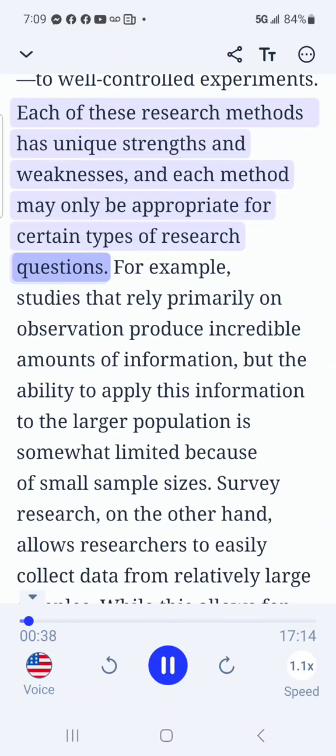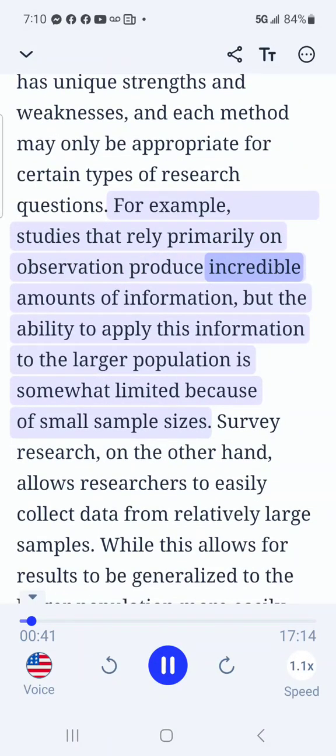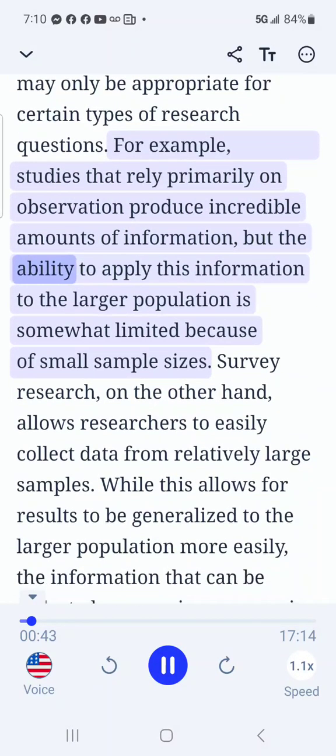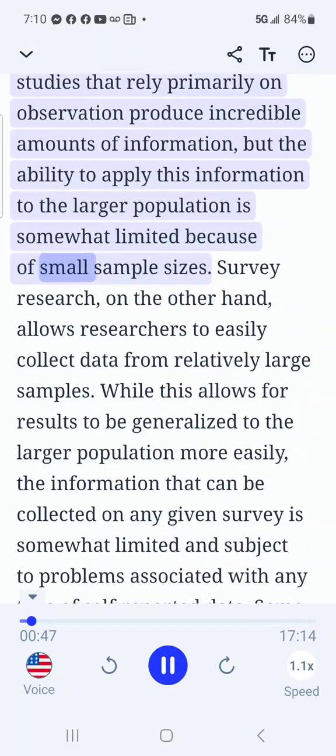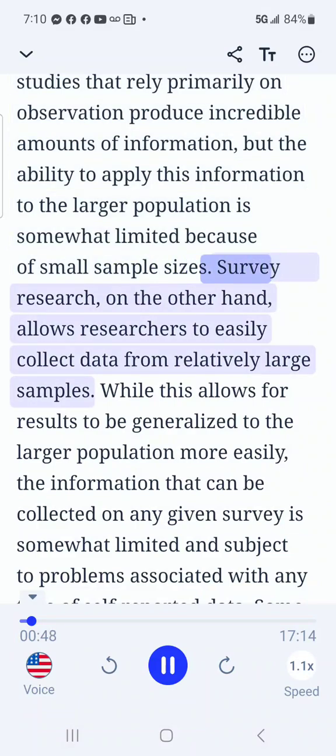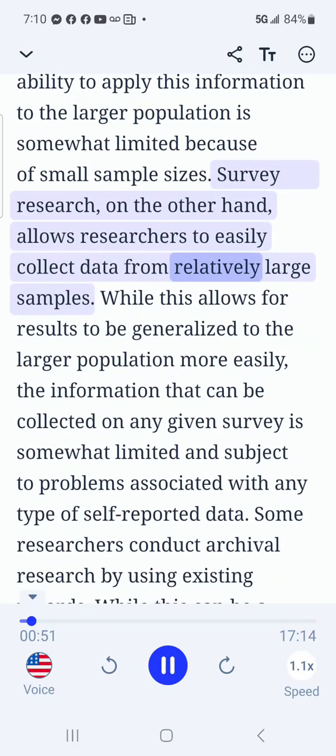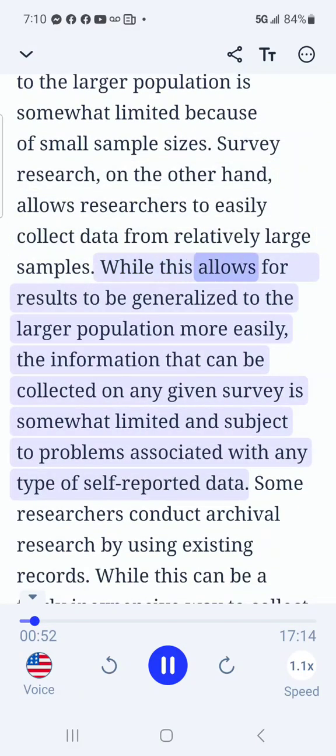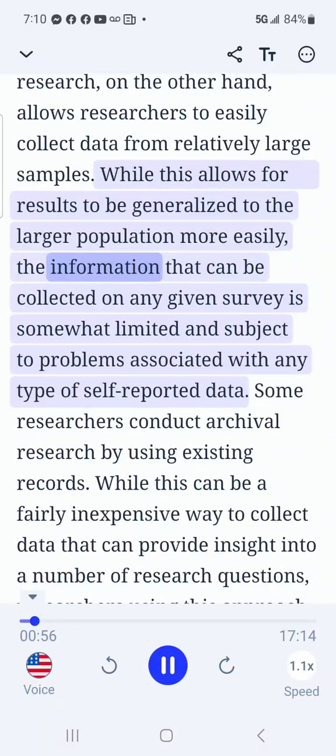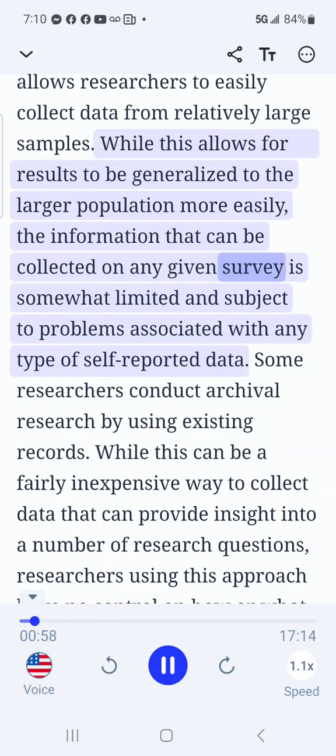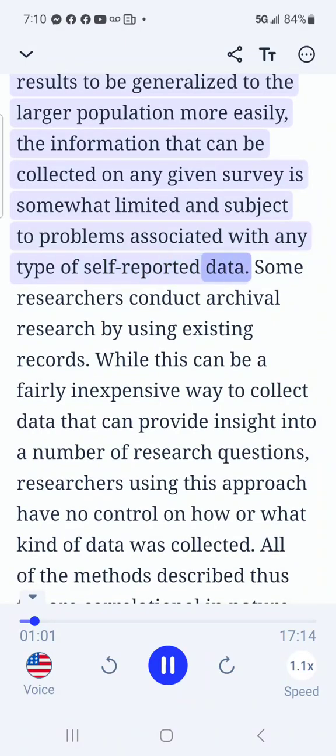of research questions. For example, studies that rely primarily on observation produce incredible amounts of information, but the ability to apply this information to the larger population is somewhat limited because of small sample sizes. Survey research, on the other hand, allows researchers to easily collect data from relatively large samples. While this allows for results to be generalized to the larger population more easily, the information that can be collected on any given survey is somewhat limited and subject to problems associated with any type of self-reported data.